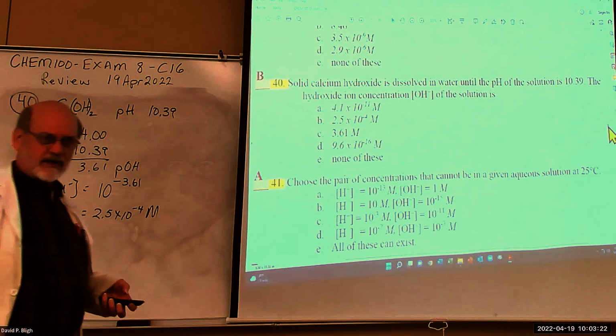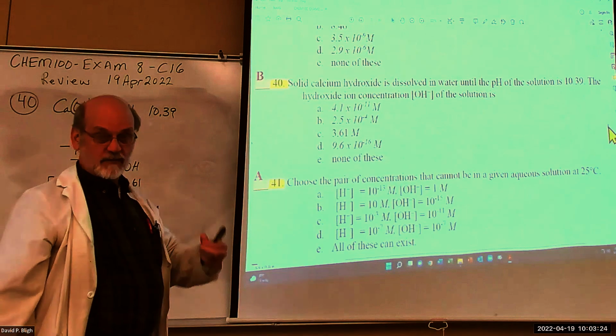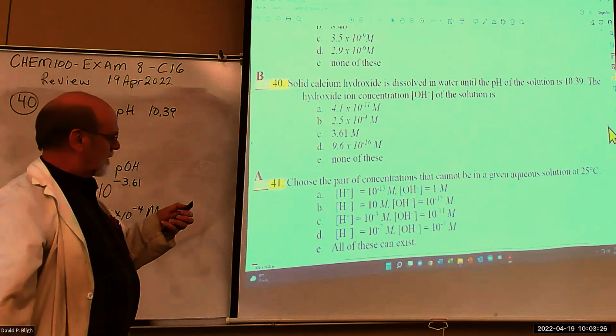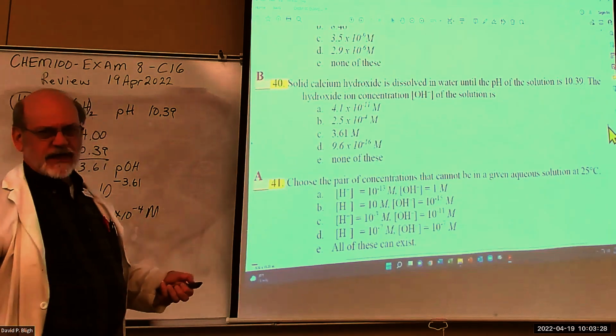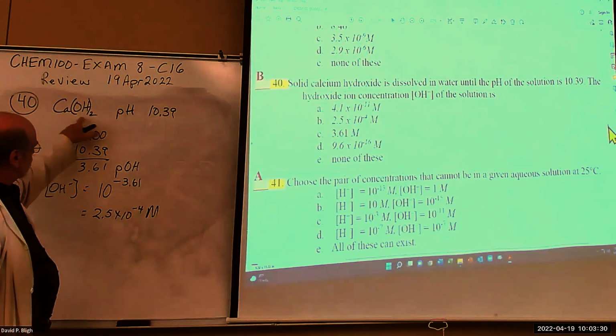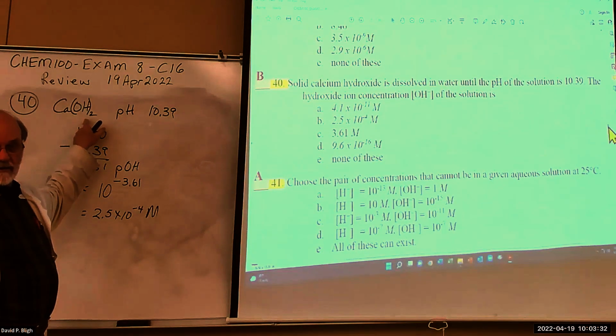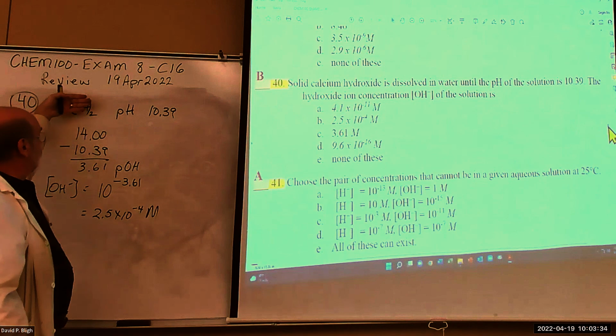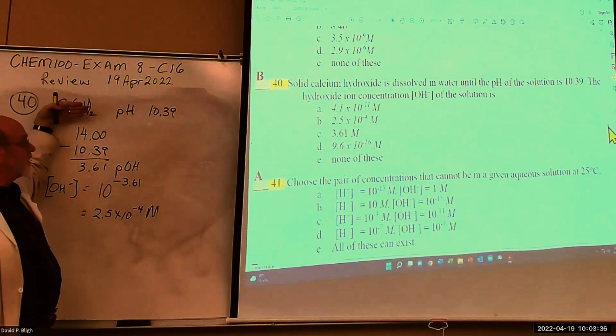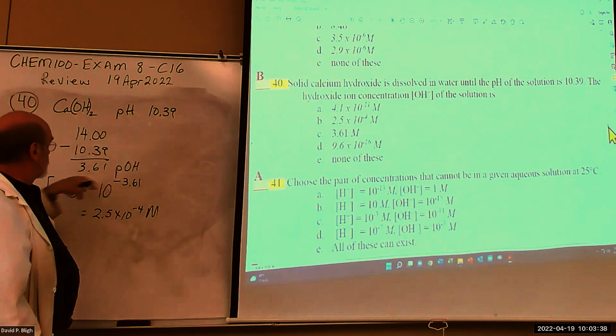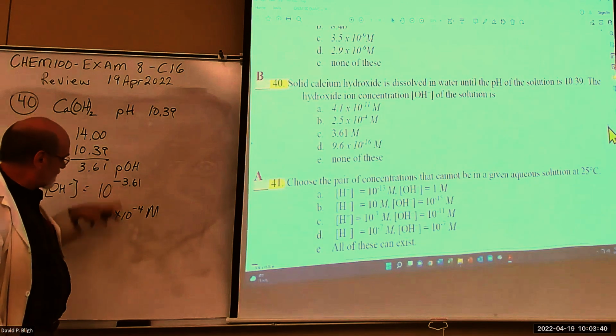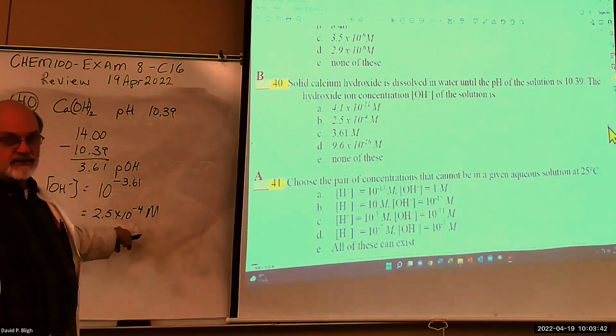The temptation here, I'll admit, was for me, was saying, they're telling us there's calcium hydroxide in here, and each molecule makes 2 hydroxyls. But after it's in solution, it doesn't matter. Doesn't matter how it got there. The pH is this, and the pOH is that, and the hydroxyl ion concentration is that, regardless of where it came from.